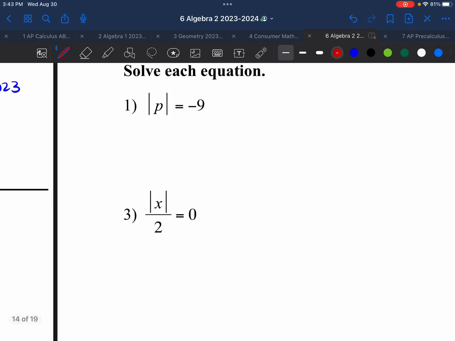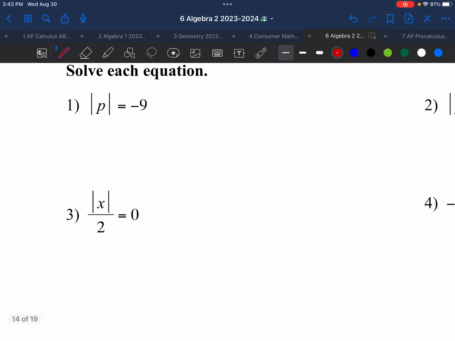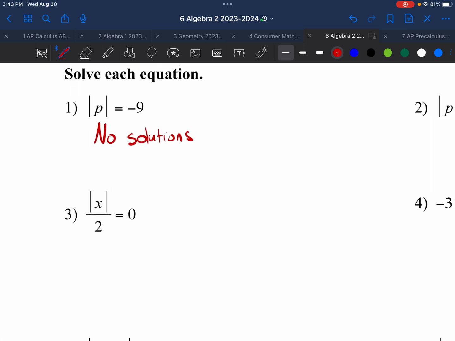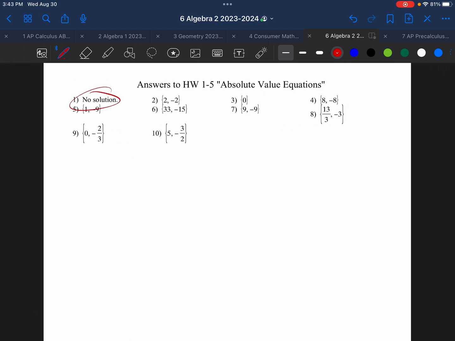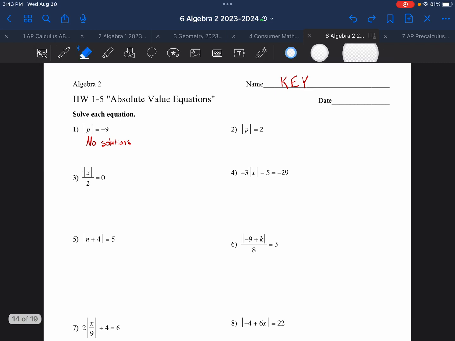Let's jump in. In order to undo our absolute value, normally you drop this and turn it into two separate equations, but the problem is anytime you have the absolute value, you have to have a positive value. So this is a negative value, meaning that the answer for the first one is no solutions. And I can check the backside of our answers. No solution, good. I can highlight this one in green. Come to my highlighting tool, highlight in green.